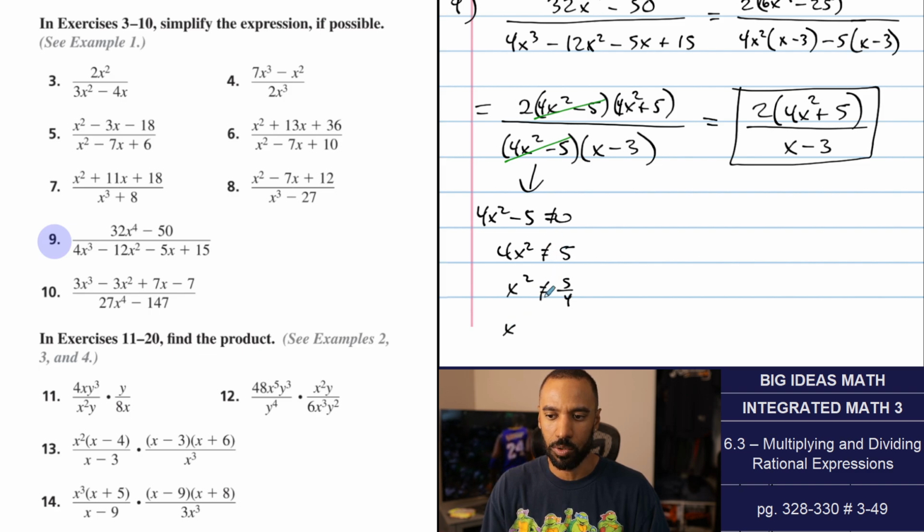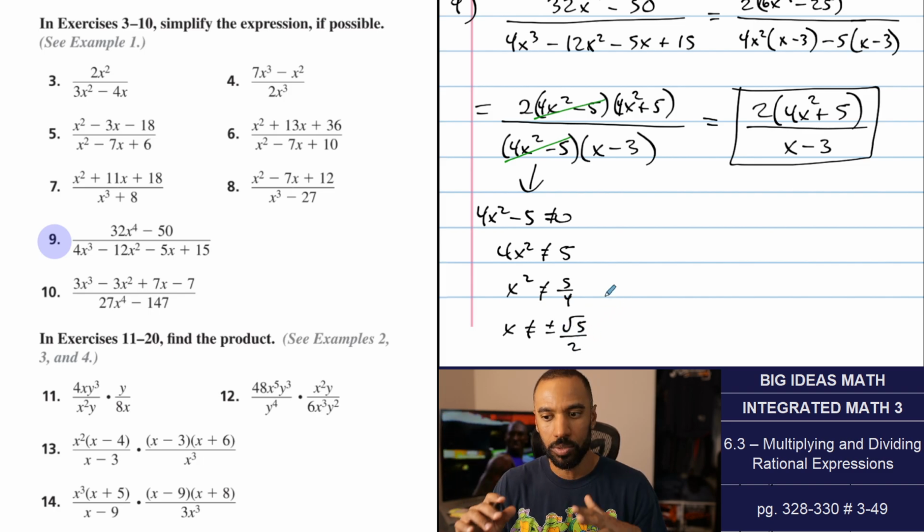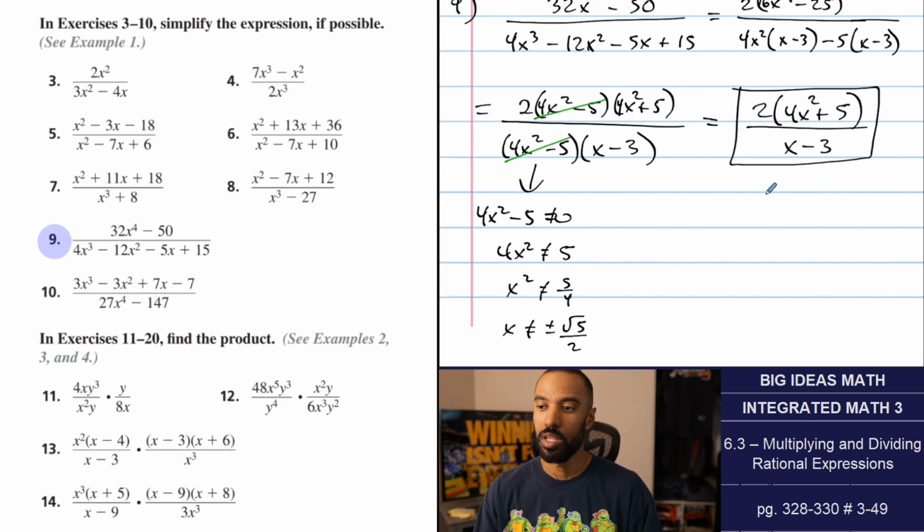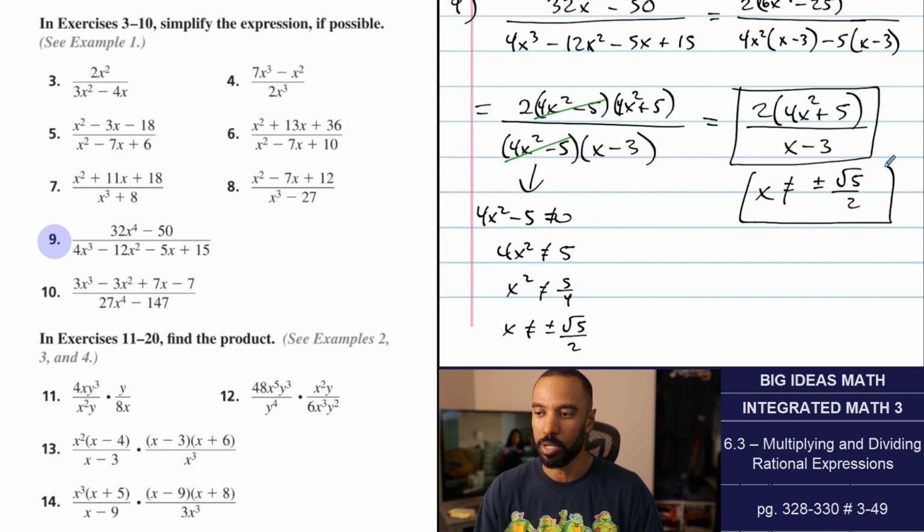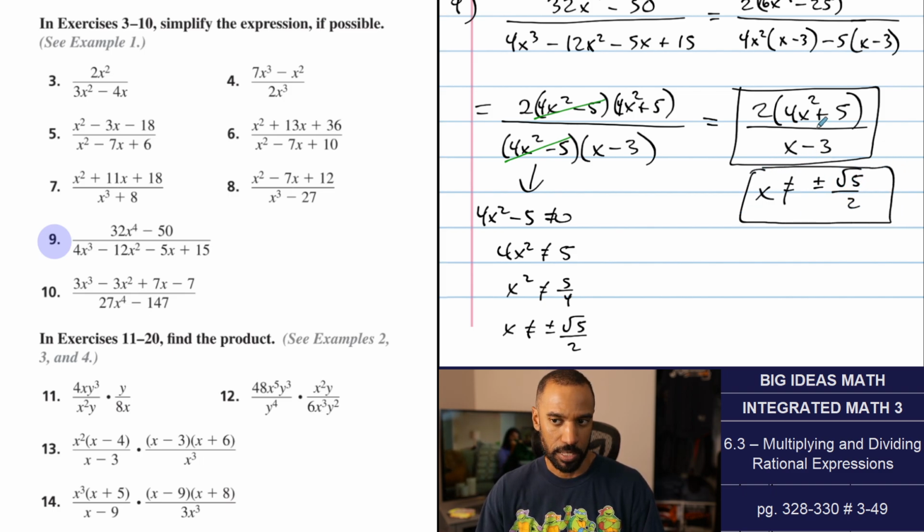Oh, this is can't equal, can't equal. X can't equal plus or minus square root of 5 over 4. That's square root of 5 over square root of 4, which is 2. Plus or minus root 5 over 2. So that's what this restriction set is here. Those are two different values x cannot equal. A little bit crazier with work, but that's how the work goes.